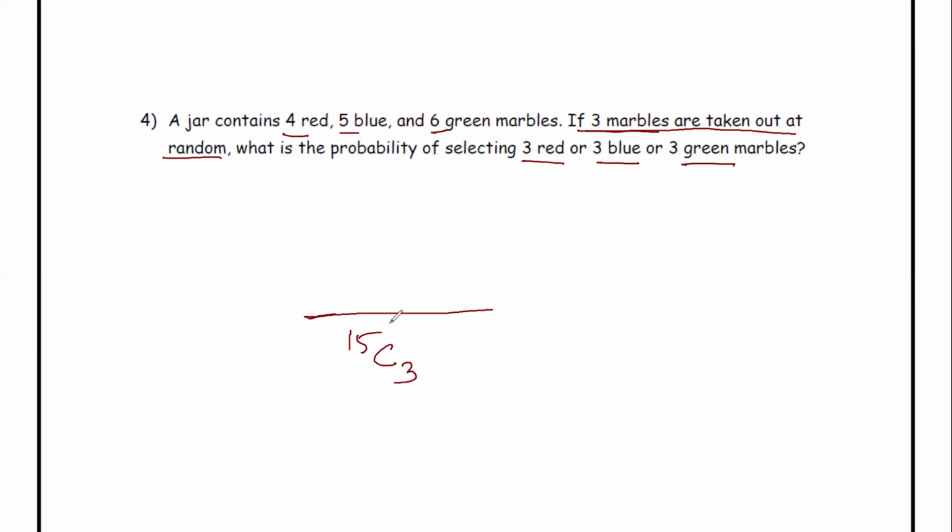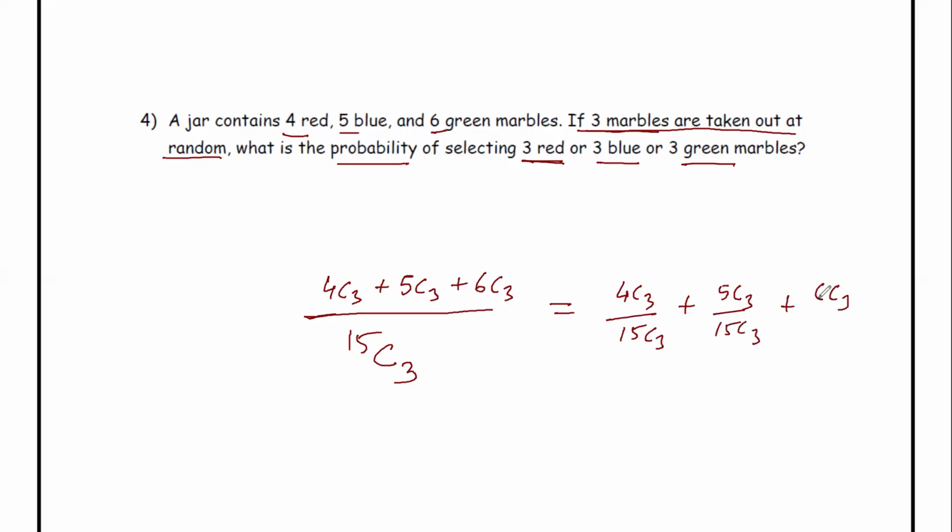So that's your total outcome, 15C3, and your favorable is the question itself, probability of selecting three red, so 4C3, or three blue, so that is 5C3, or three green, 6C3. So basically, this is nothing but you're adding up the individual probabilities. In a nutshell, this is what's happening. Understood? Got it? Another way to look at it. Same thing.